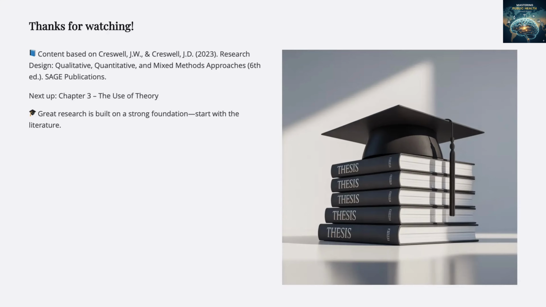The content is based on Research Design: Qualitative, Quantitative, and Mixed Methods Approaches by Creswell and Creswell, published by Sage. In the next chapter, we'll explore the use of theory in research and how it supports your design.